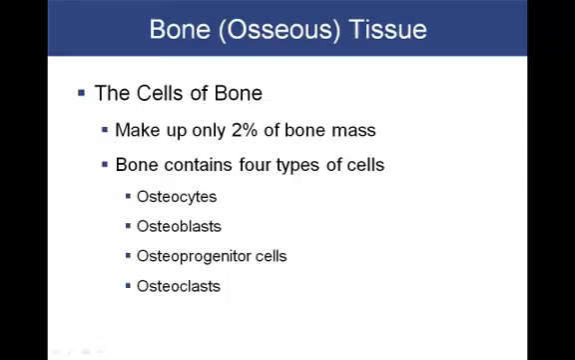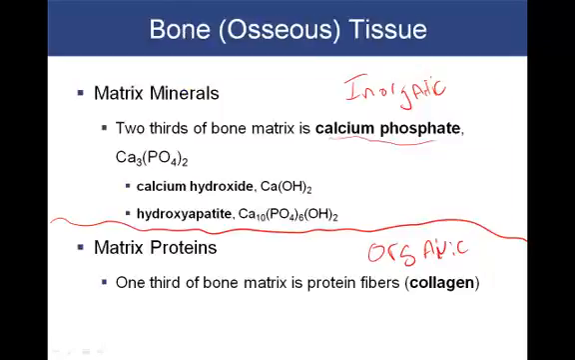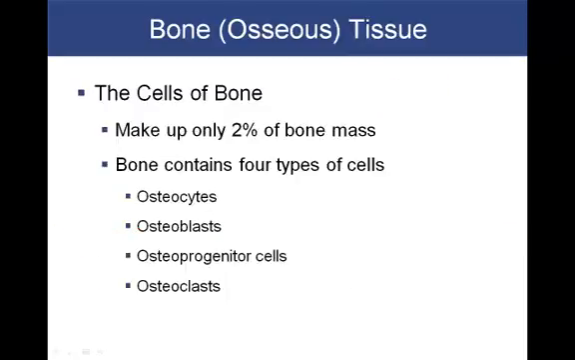The cellular component of bone includes 4 cell types, and if you look at the total mass of bone, the cells only make up about 2%. So the rest of the weight of bone is found within the matrix, both the inorganic and organic matrix. There are 4 cell types found within bone: the osteocyte, the osteoblast with a B, the osteoprogenitor cells, and the osteoclast with a C.